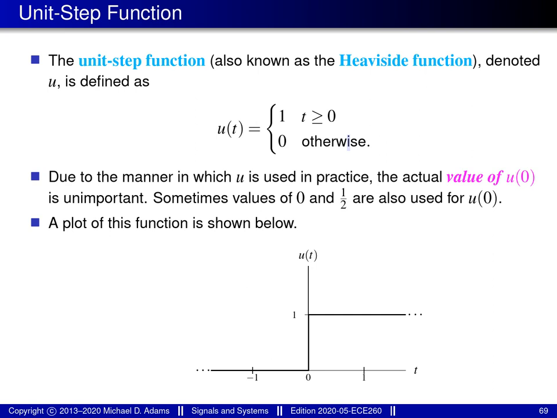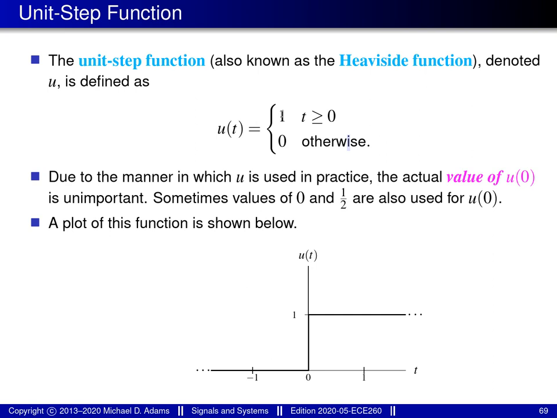The next function that I need to introduce is known as the unit step function, sometimes called the Heaviside function. It's denoted by the lowercase letter u, and it's defined by this equation here. You can see the function is a very simple function. It's either equal to 0 or it's equal to 1. It takes on no other values.